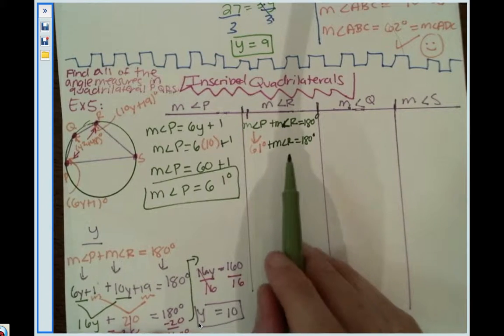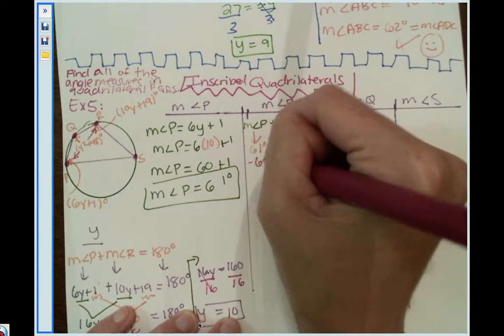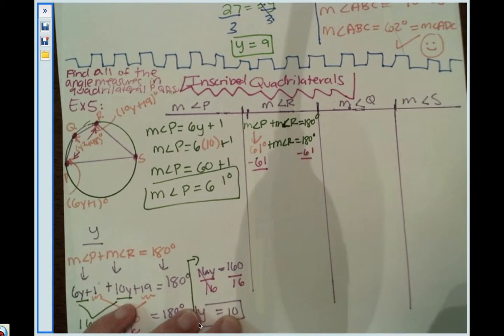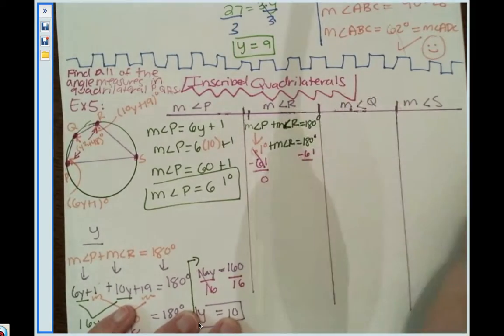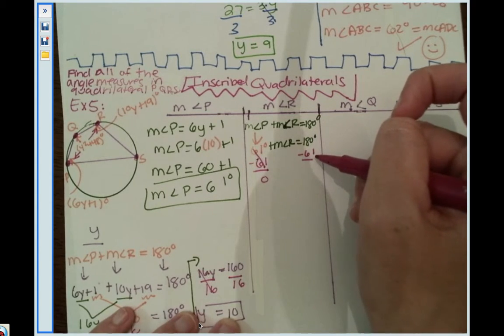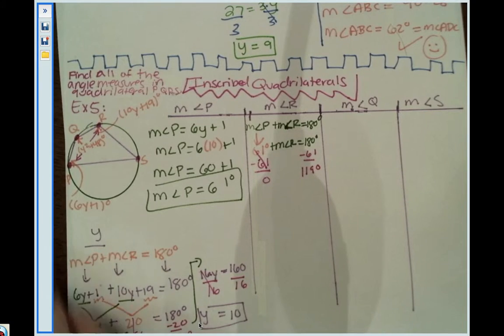I'm really close to finding what R is. How do I bring 61 to the other side? I would subtract 61 from both sides, where 61 minus 61 cancels and turns to 0. And 180 minus 61: well, 180 minus 60 is 120, minus 1 more is 119. So the measure of angle R is 119.